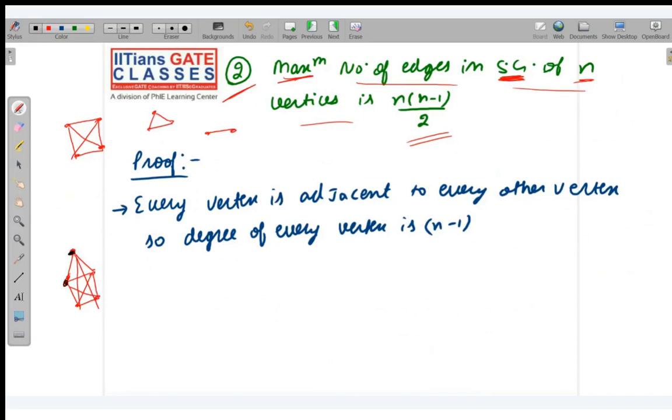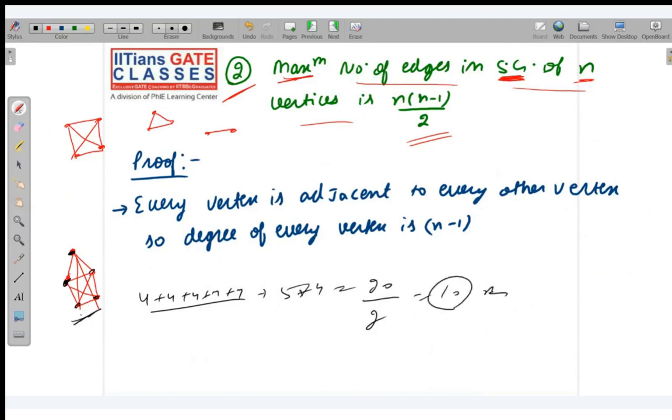This vertex will be adjacent to all the rest of the vertices, so the degree will be 4. Here also 4, here also 4. Are you getting it? So what should be the answer? 4 plus 4 plus 4 plus 4 plus 4, directly and indirectly 5 into 4, that means 20. 20 by 2 means 10 is the answer. And here we have got 10. So 4 vertices means a 3-regular graph. So 4 into 3 divided by 2, 6 is the answer.